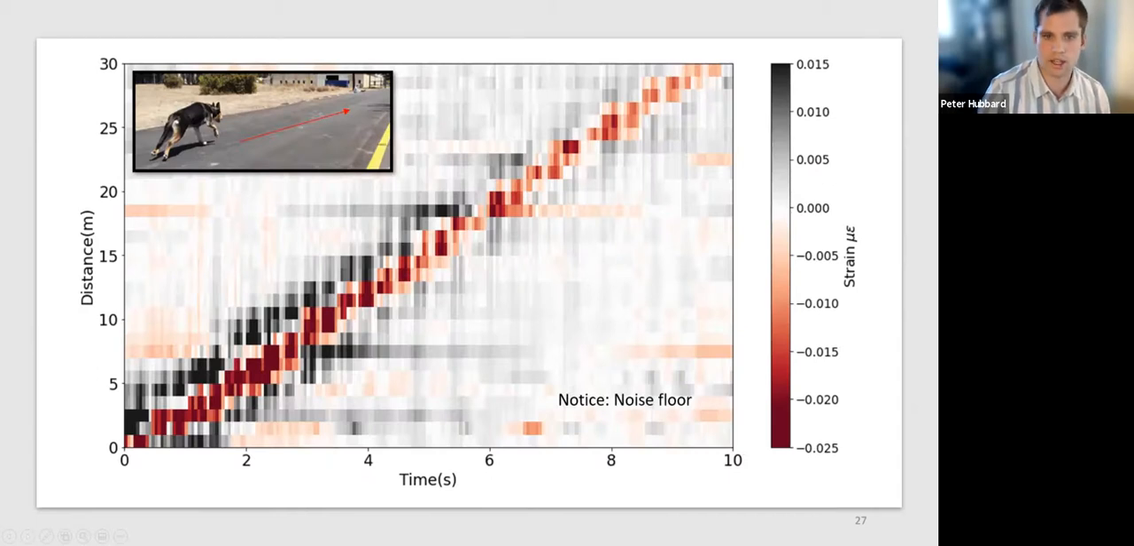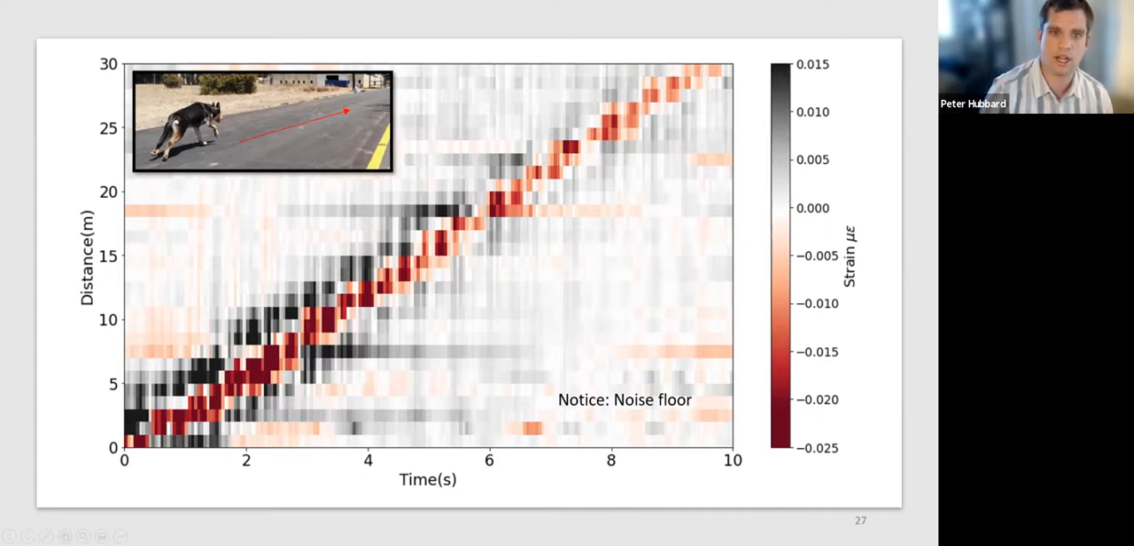And here's the grand finale. We have Gia, who at the time was just over 6 months old. And she weighed about 30 pounds. And this is the strain that she caused on the road in the neighborhood of 25 nanostrain. We can start to see the noise floor coming into view, but we haven't reached it yet.